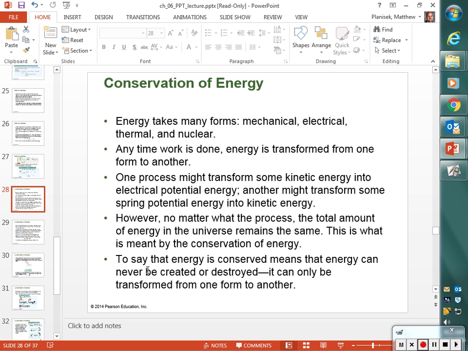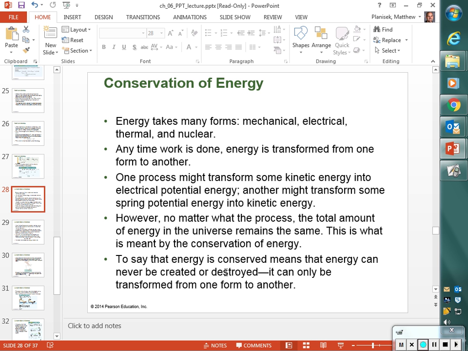So let's put some words to this here, okay? So, all right, conservation of energy. Energy takes many forms: mechanical, electrical, thermal, and nuclear. Anytime work is done, energy is transformed from one form to another, okay? And so we haven't talked about work yet. That's going to be the next thing that we talk about here, okay? But work is a transfer of energy.